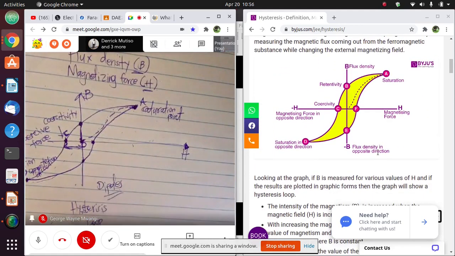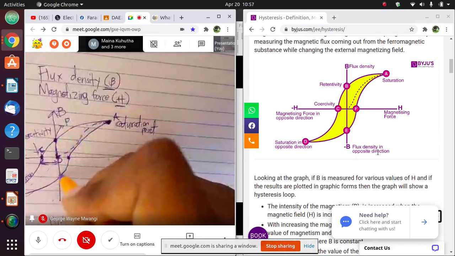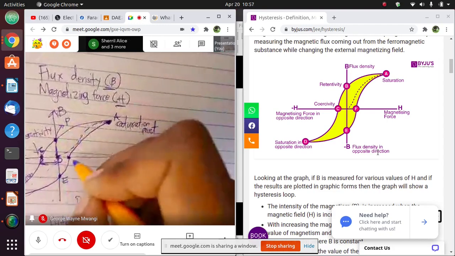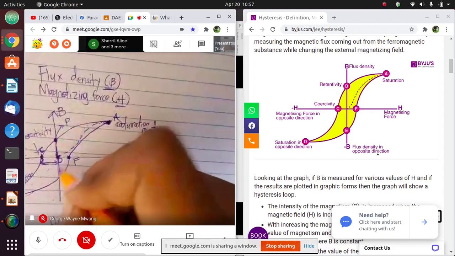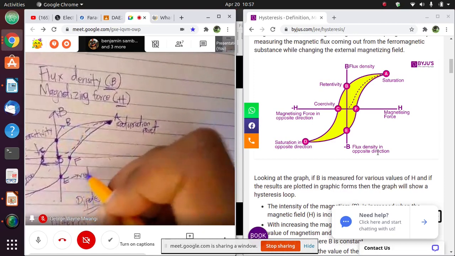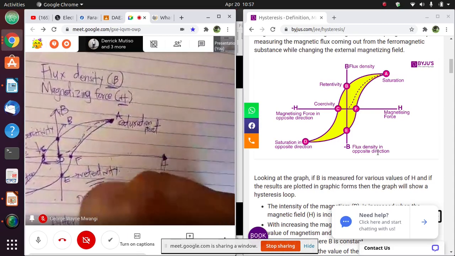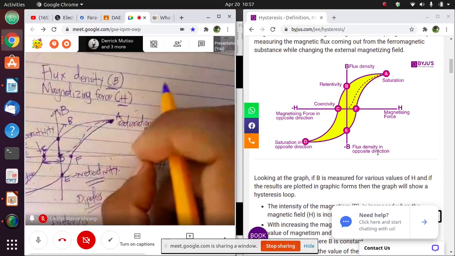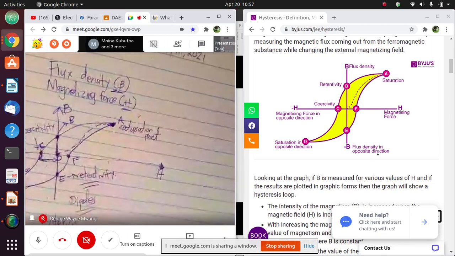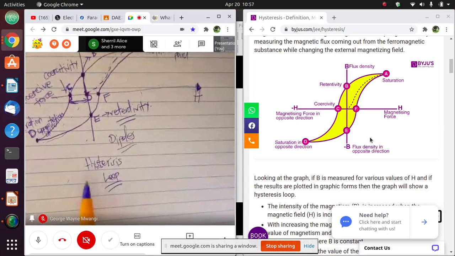Now these points here, like this one B and this, let's say we label it E, F. These points B and E are known as points of retentivity. These are the points where the magnetism is being retained in that magnetic material. Now what I've just drawn, what I've just described, is the hysteresis loop.